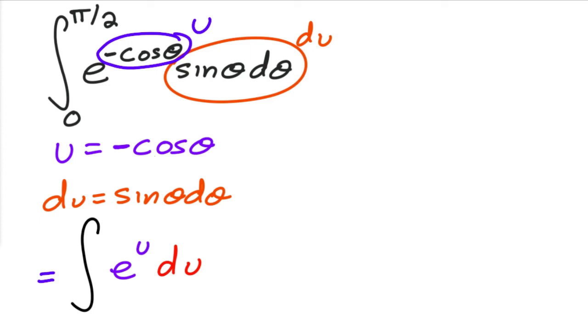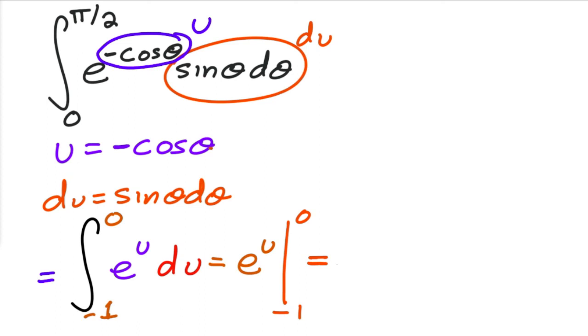So what we're going to do is we're going to go, okay, so negative cosine of 0, well, cosine of 0 is 1, so this is going to be negative 1. And then pi over 2, if you plug pi over 2 into here, you get negative cosine of pi over 2, which is 0. And that's it. So you just swap the limits of integration. And the great thing about this is now you have just e to the u. You're going from negative 1 to 0, and you don't have to go back to the original theta or anything like that. You know, you're done with that.